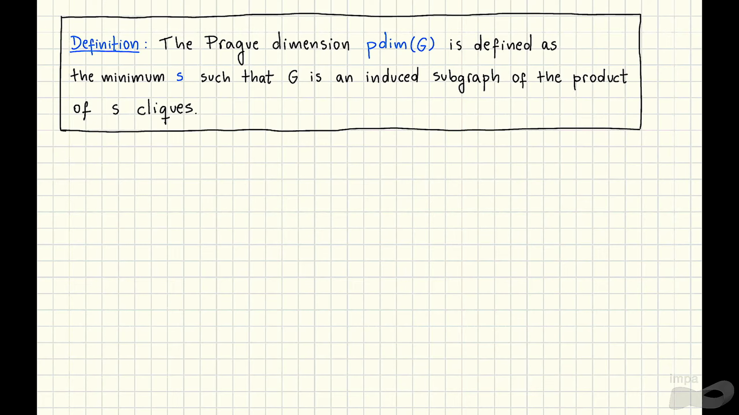And this is sometimes regarded as some measure of complexity of your graph. They also had some motivation coming from dimension of posets. People studied the dimension of posets, which is the minimum number of chains you need to take so that the intersection of them recovers your poset. And yeah, so this parameter is regarded as some measure of complexity.